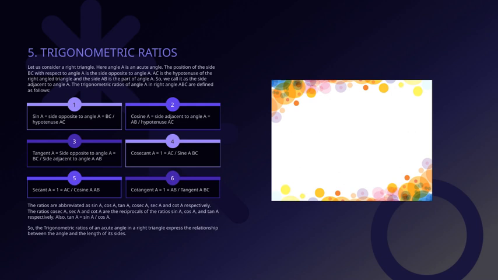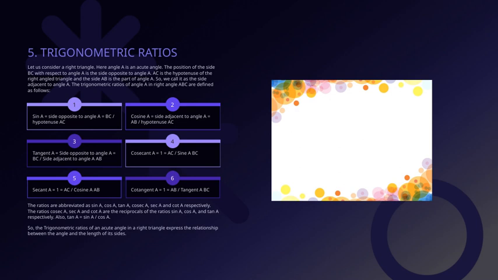We also have secant, which is the reciprocal of cosine. So sec A equals 1 divided by cos A, or equivalently, the hypotenuse over the adjacent side, AC over OB. Similarly, cosecant is the reciprocal of sine, so cosec A equals 1 over sin A, or the hypotenuse over the opposite side, AC over BC.